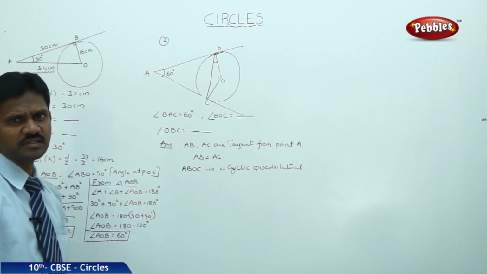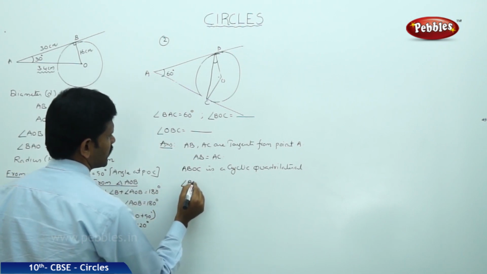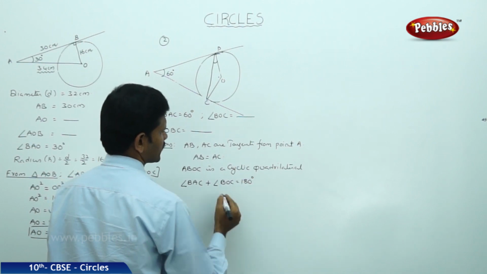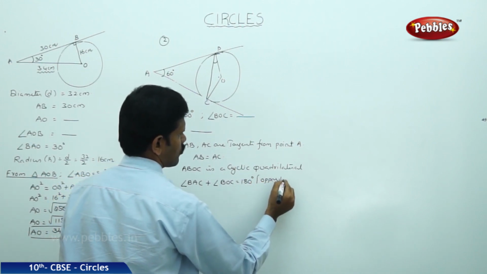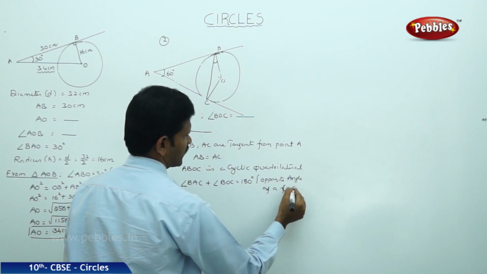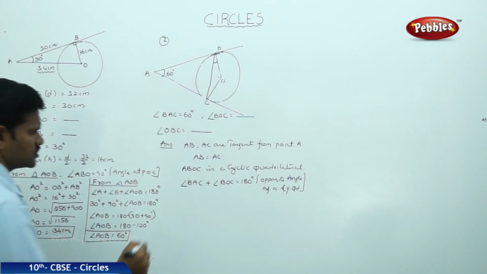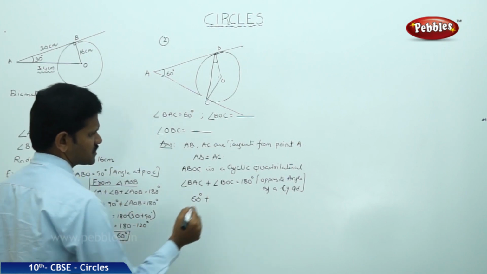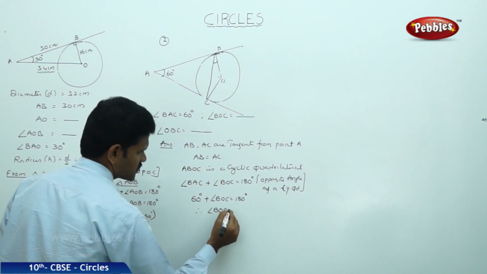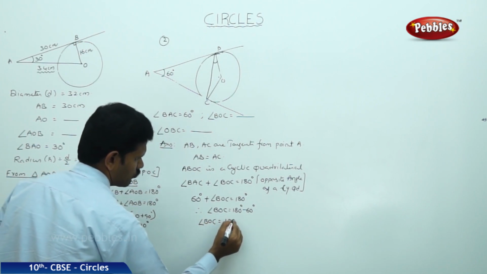We know that the sum of opposite angles in a cyclic quadrilateral is 180 degrees. That is angle BAC plus angle BOC is equal to 180 degrees. Reason, opposite angles of a cyclic quadrilateral. Given that angle BAC is equal to 60 degrees, plus angle BOC is equal to 180 degrees. Therefore, angle BOC is equal to 180 degrees minus 60 degrees. Therefore, angle BOC is equal to 120 degrees.